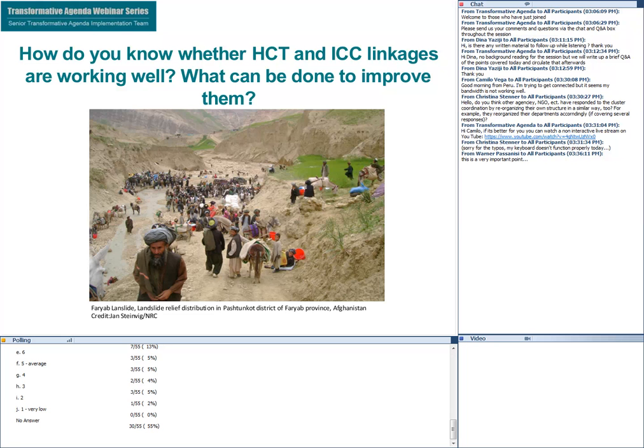With OCHA, of course, present in most of the fields. I think what we have to be cognizant of, though, is that we don't look at a blueprint model for humanitarian coordination, but that we focus on strengthening the coordination in the areas where we have to deliver the most.